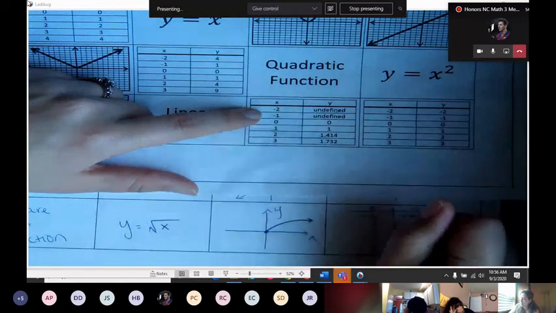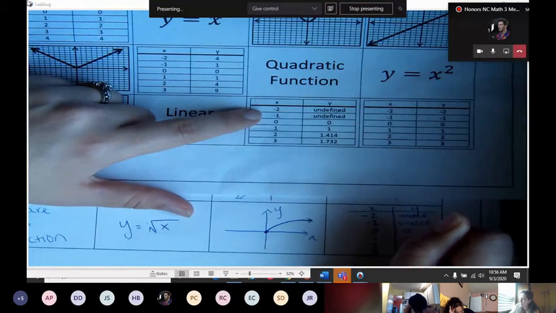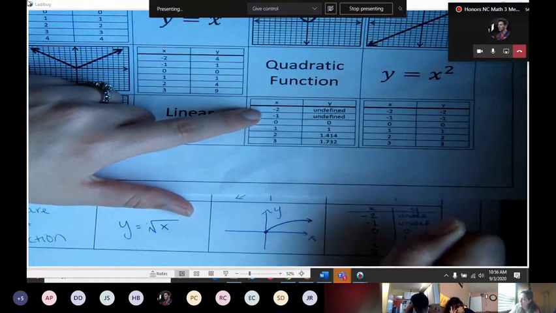And then we're going to have 0, 1, the square root of 2, which happens to be 1.414, and then the square root of 3, which is 1.732.